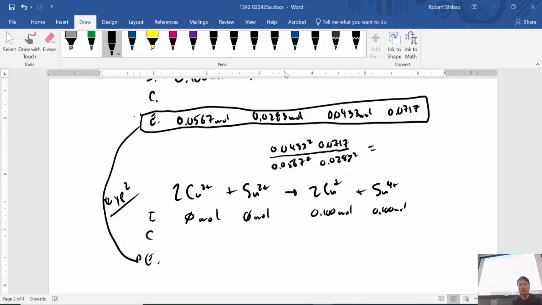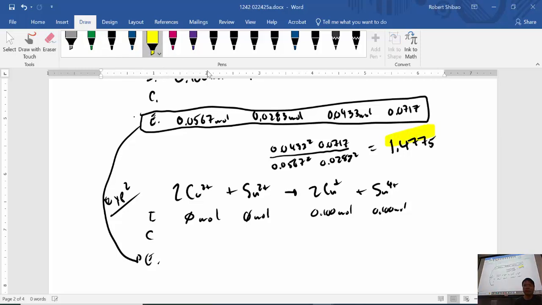And so let's see what this one comes out to. 0.0433 squared times 0.0717 divided by 0.0567 squared divided by 0.0283. And do you know what it comes out to? 1.4775. So do you see a pattern there?